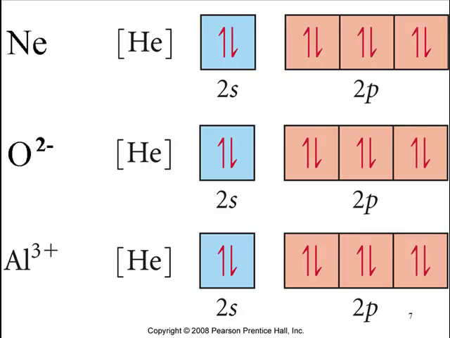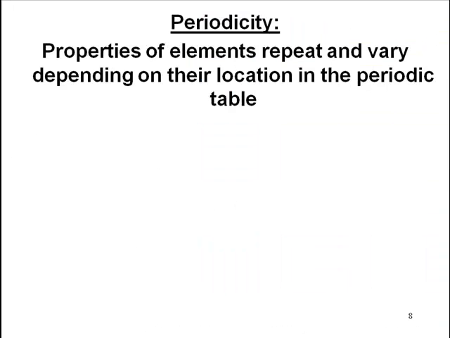Are they the same elements, though? No, because aluminum, oxygen, and neon are different in the number of protons, positive protons in the nucleus.